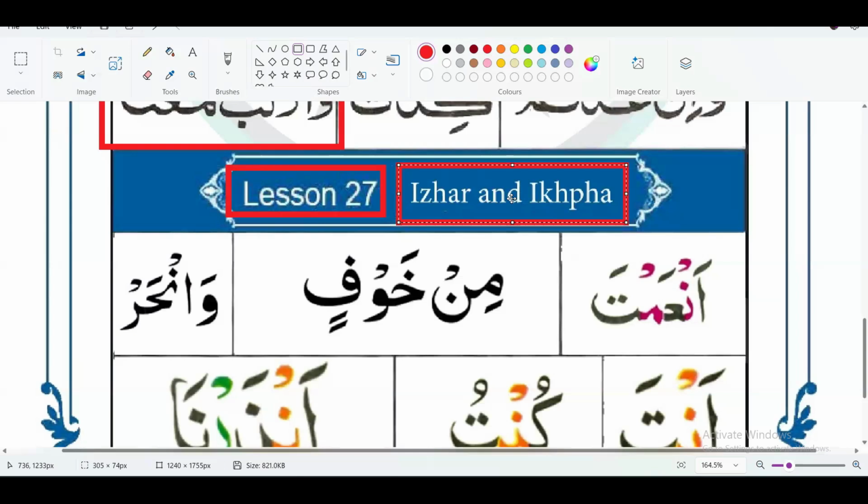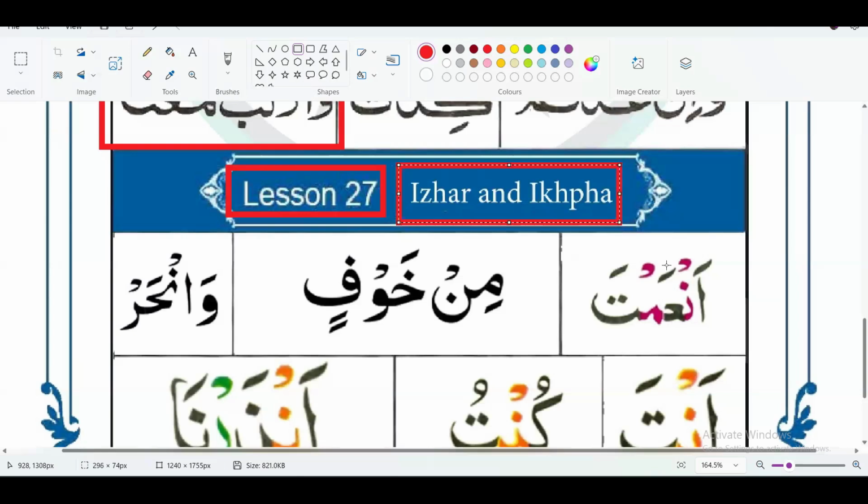Izhar in English we call saying clearly. That means whenever we have Noon Sakin or Tanween, and after that any Izhar letter, then we say it clearly. The vice versa is Ikhfa: whenever an Ikhfa letter comes after Noon Sakin or Tanween, we hide our voice in our nose. That means we do Gunna. So in Izhar, we don't do Gunna. In Ikhfa, we do Gunna.